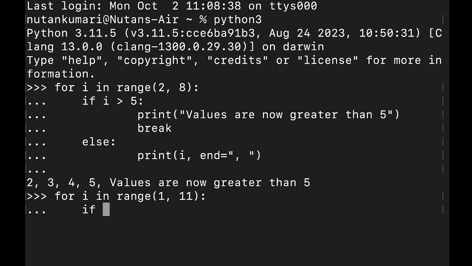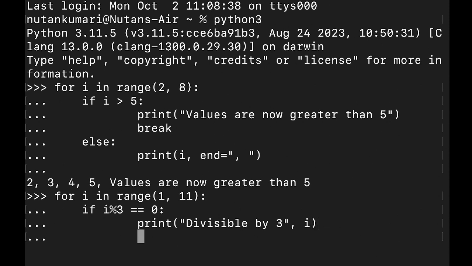Let us say I modulus, here I am taking 3. In the documentation 2 was there, so let us take 3. So if I modulus 3 is equal to 0, then we can simply print divisible by 3. And we can print the number also, that is I, and then we can continue. Okay, continue. And then here actually else we could have used.